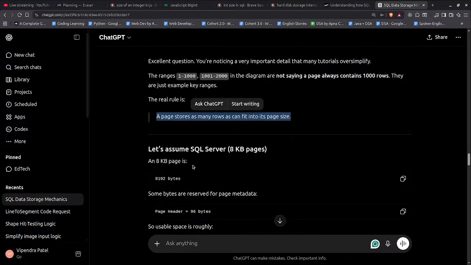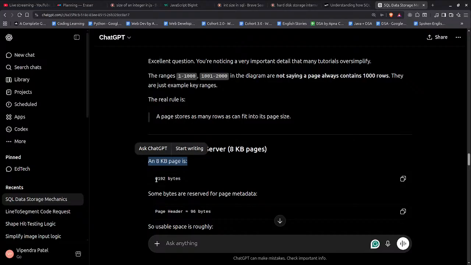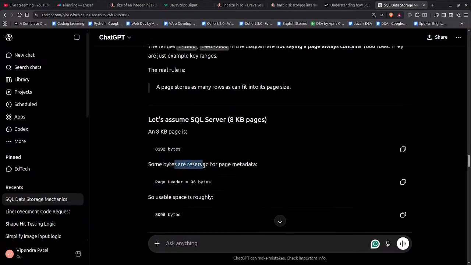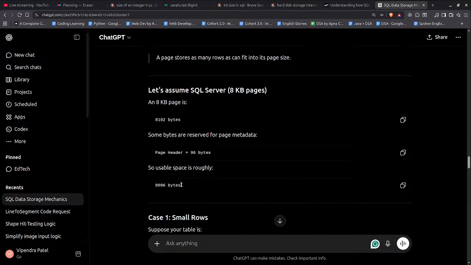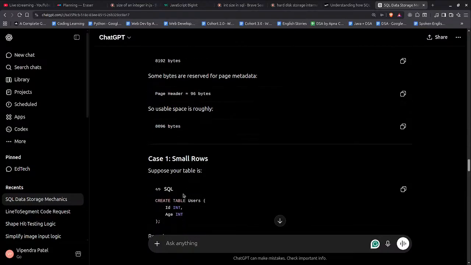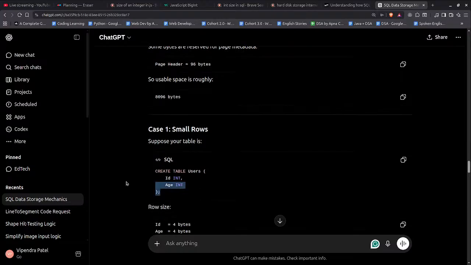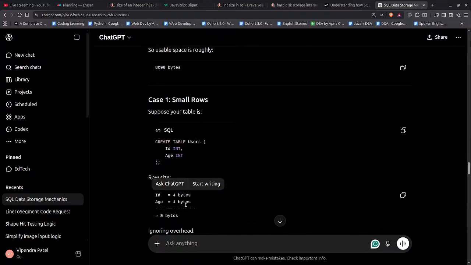Let's assume SQL Server with 8 KB pages. So an 8 KB page is this many bytes. Some bytes are reserved for page metadata, like the page header of 96 bytes and all. So the usable space is roughly around 8000 bytes. For small rows, suppose your table has, say, row size 4 bytes, 4 bytes, 8 bytes.